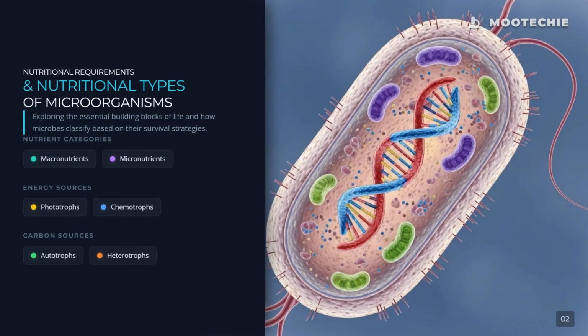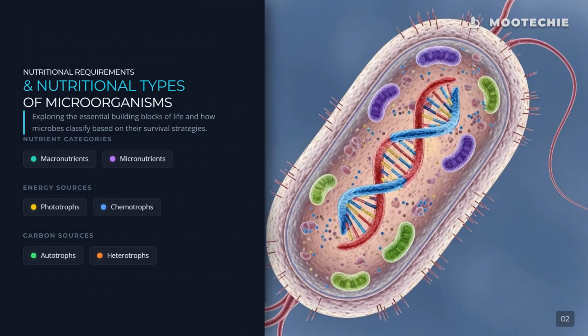In this slide, we dive into the core concepts of nutritional requirements and nutritional types of microorganisms. Essentially, we are looking at the essential building blocks of life and how microbes are classified based on their unique survival strategies. The main categories we'll break down are nutrient categories like macronutrients and micronutrients, energy sources including phototrophs and chemotrophs, and carbon sources which are autotrophs and heterotrophs. Understanding these categories is the foundation for the rest of our discussion.